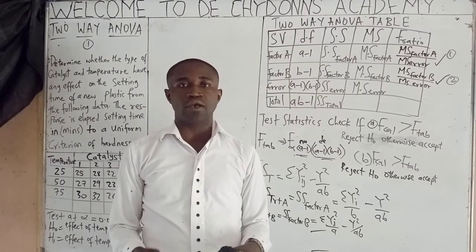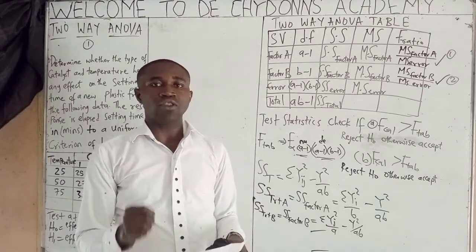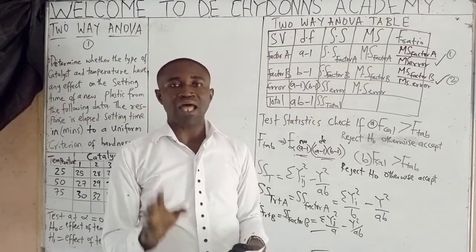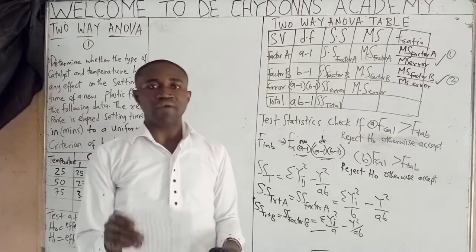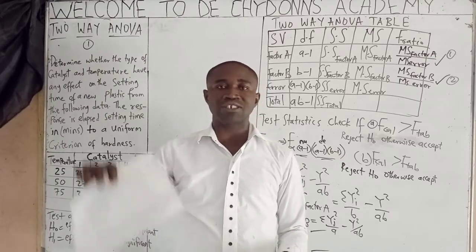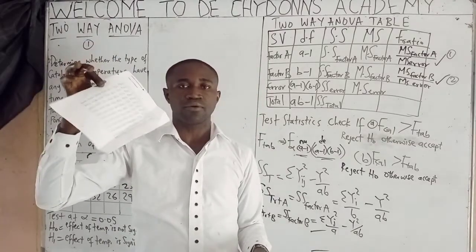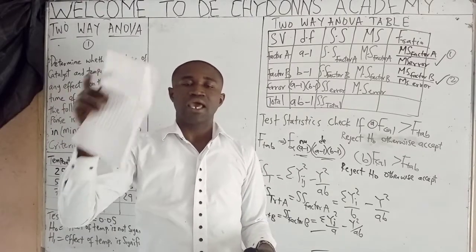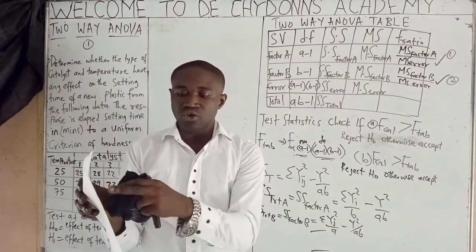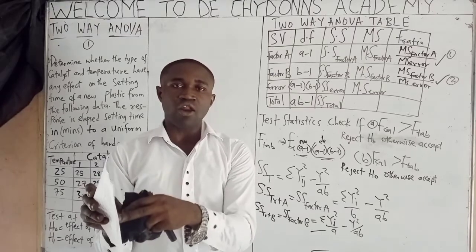Continuation of the topic two-way ANOVA. We want to see how to solve an important question on that two-way ANOVA. Before you solve any question on two-way ANOVA, you must have what we call the F table. The F table is your four-figure table.